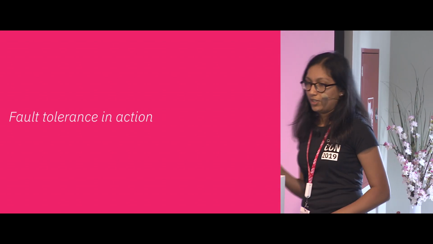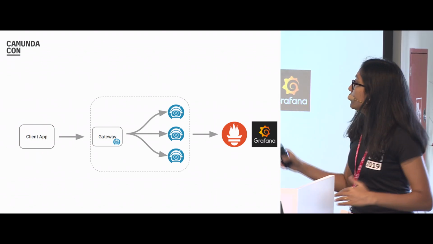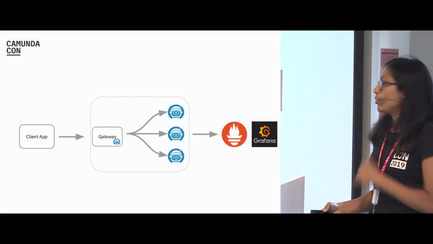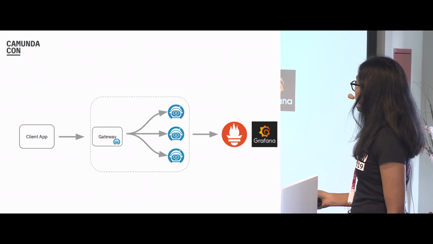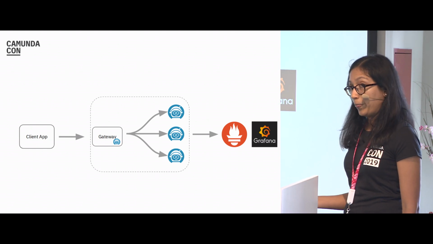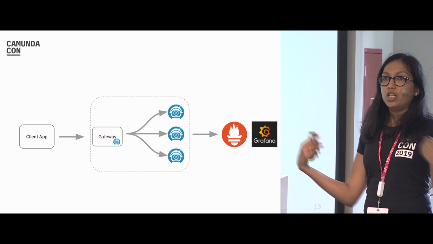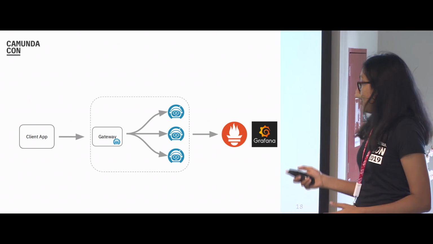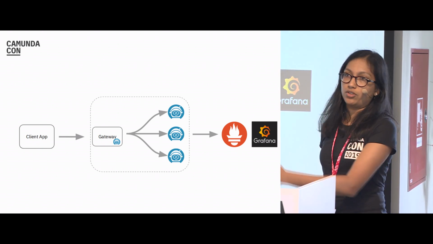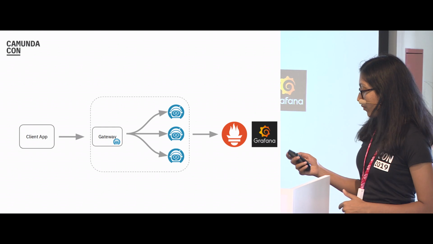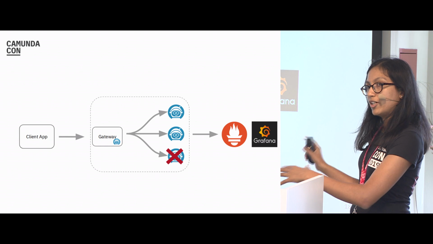Okay, so let's see something in action. I'm going to demo the fault tolerance of Zeebe. I use this setup: a Zeebe cluster with 3 brokers and 1 gateway. I also set up a Prometheus and Grafana server to monitor Zeebe and what is happening inside. And I have a small client app which generates some workload to Zeebe. Once everything is running, we will kill 1 broker and see what happens.